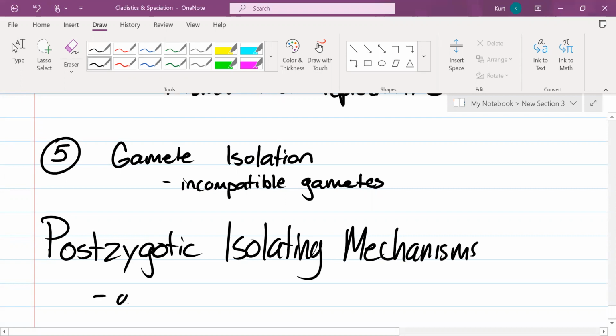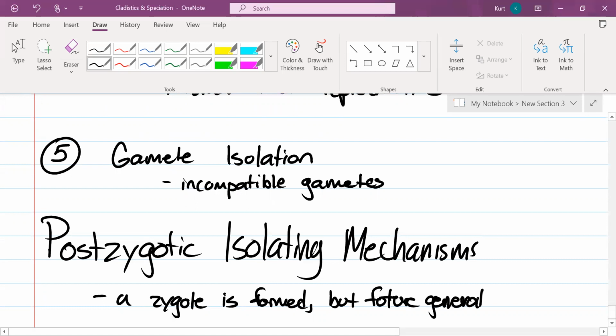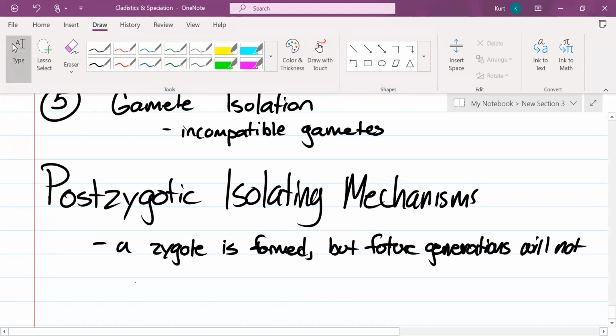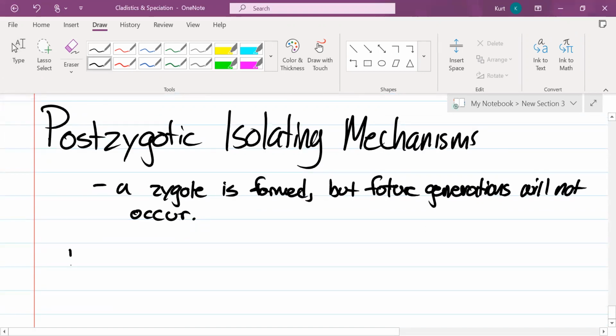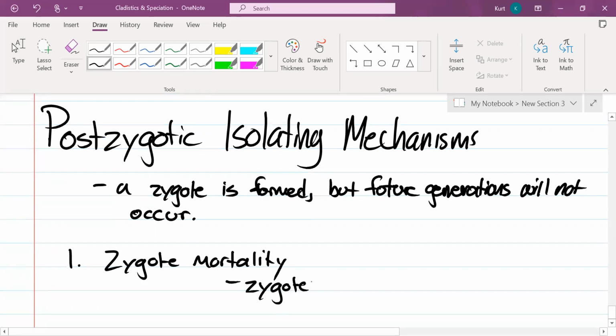This means that a zygote is formed but future generations will not occur. Okay, so the first one is called zygote mortality. Let's say the sperm and the egg actually come together and you make a zygote. In this case, the zygote dies. It doesn't even divide once.